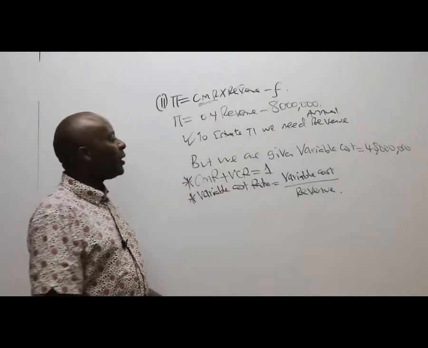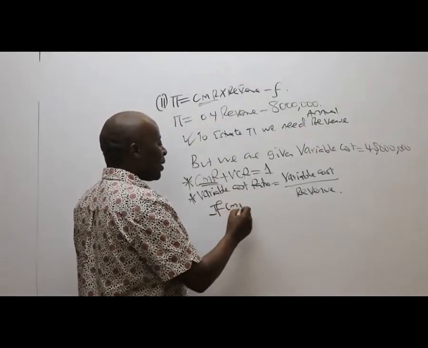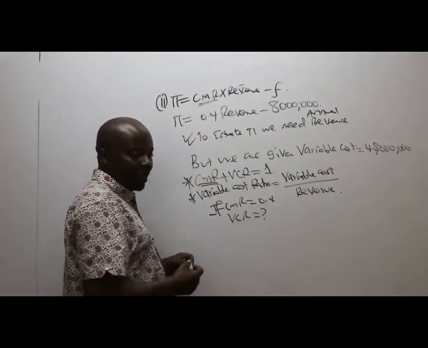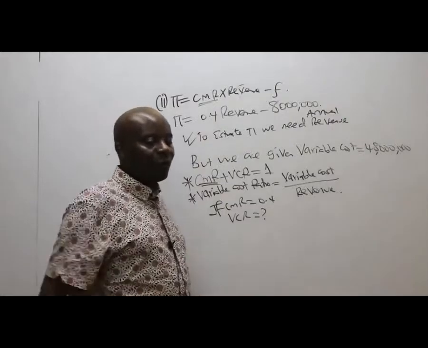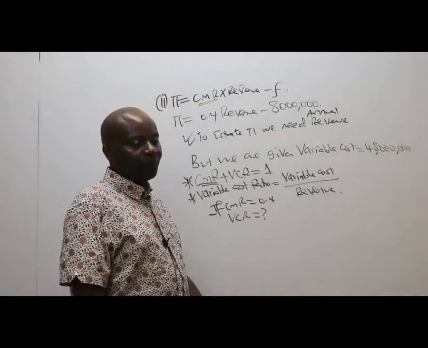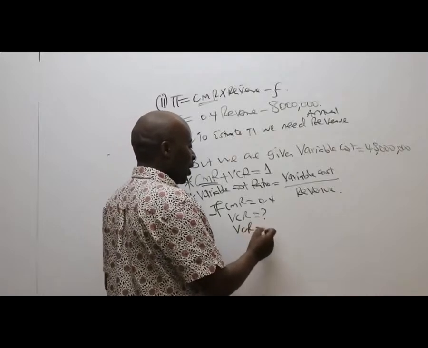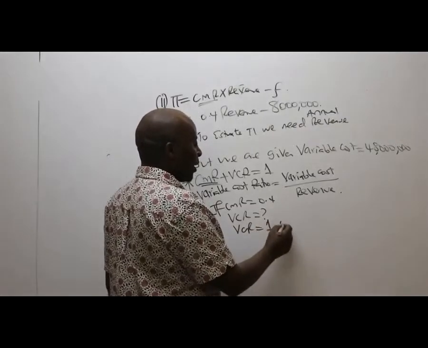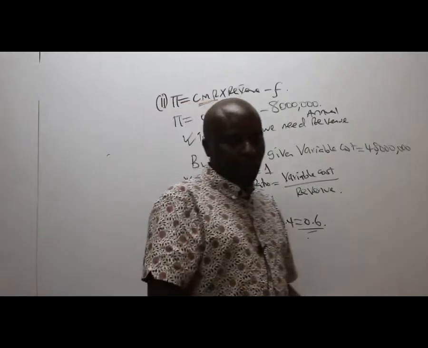Now remember, in this model we have CMR. If CMR is 0.4, what do you think will be the VCR figure? Yes, 0.6, because the two must always add up to 1. Therefore, VCR will be 1 minus 0.4, which gives me 0.6.